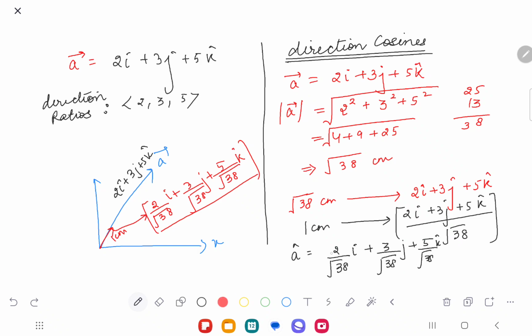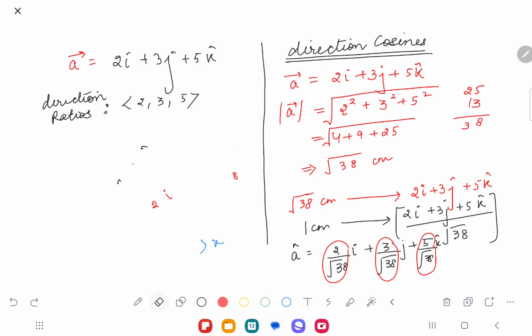So these coefficients of i cap, j cap, and k cap in the unit vector are called the direction cosines. So now if somebody asks you, what is the direction cosine for this particular vector? Indirectly, they are asking you to calculate the unit vector first.